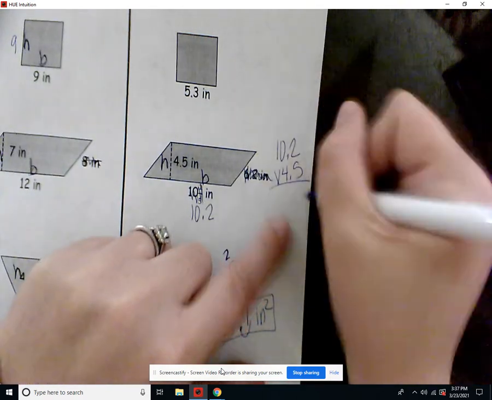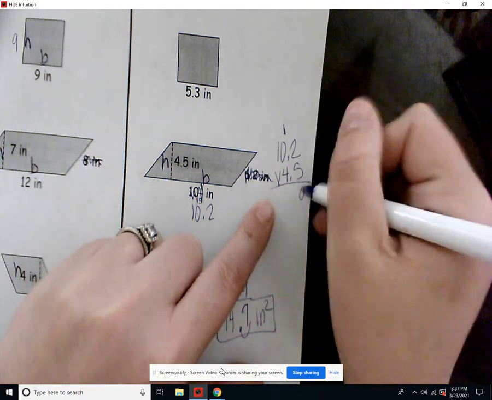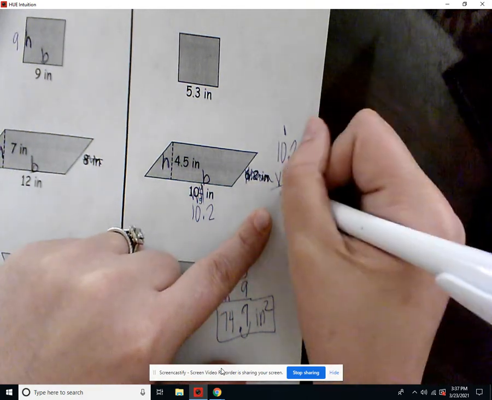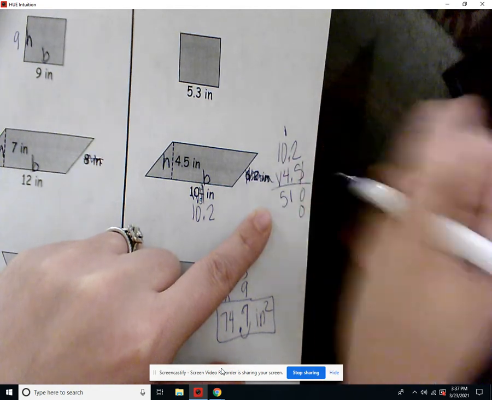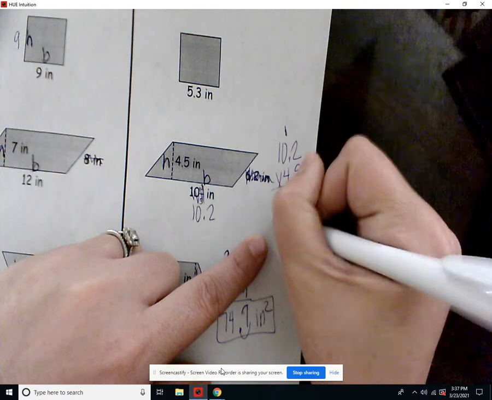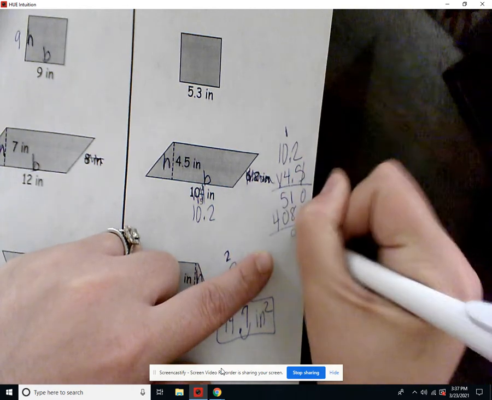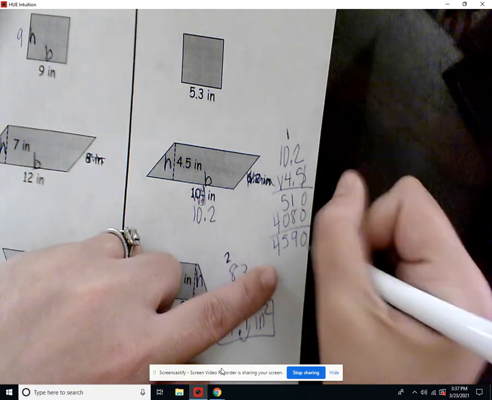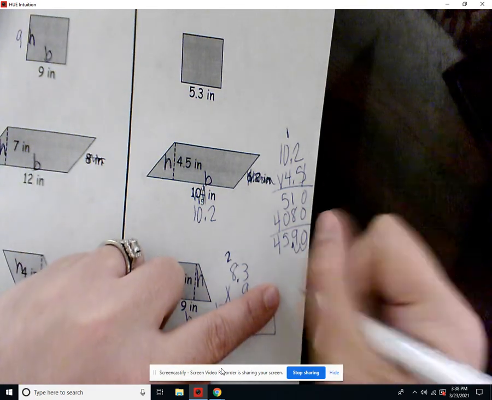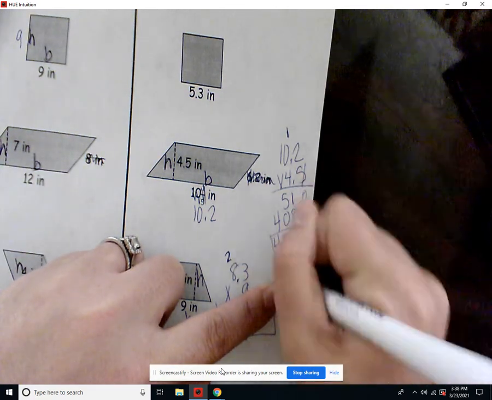So 5 times 2 is 10, carry our 1. 5 times 0 is 0 plus 1 is 1. 5 times 1 is 5. Row 2, 4 times 2 is 8. 4 times 0 is 0. 4 times 1 is 4. We're going to add, move our decimal over twice, so we get 45.90 inches squared.